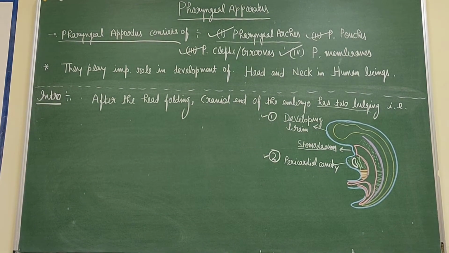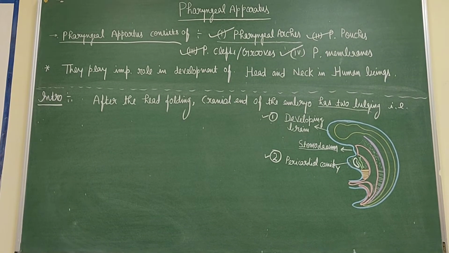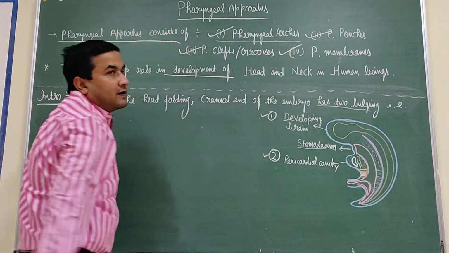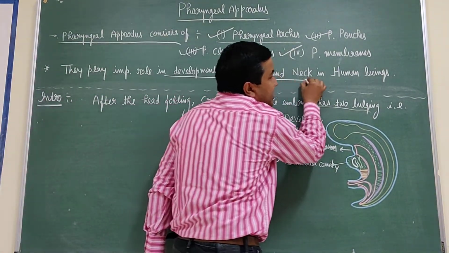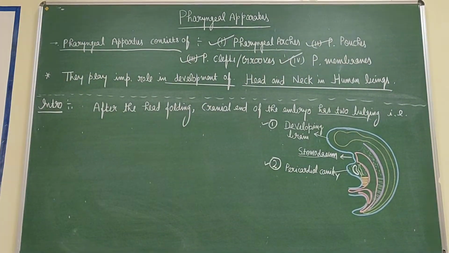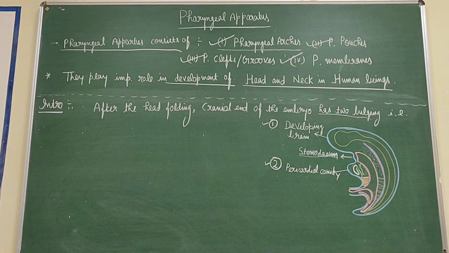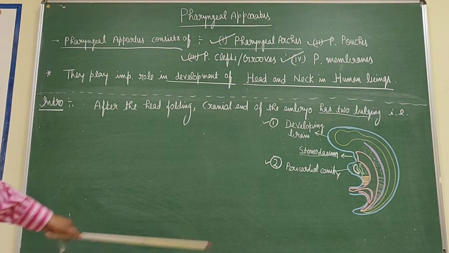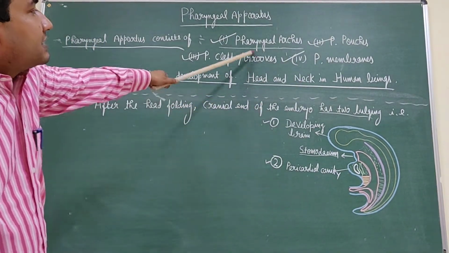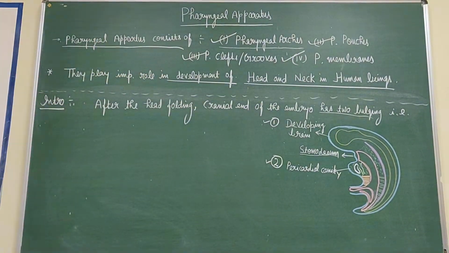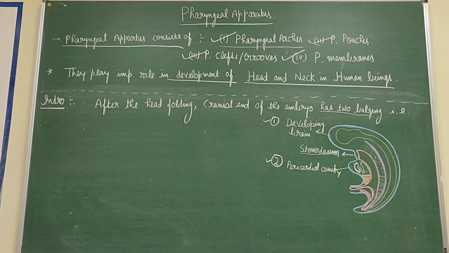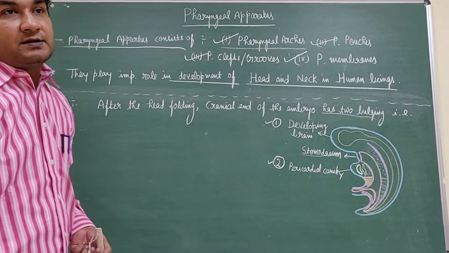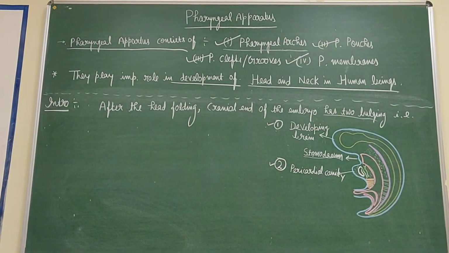And what is the importance of this pharyngeal apparatus in the human being? They play an important role in the development of the head and neck region in human beings. In human beings, the important structures of the head and neck region are formed by this pharyngeal apparatus. Now, before we discuss the individual pharyngeal arch, pouch, grooves or membrane, first the introduction.